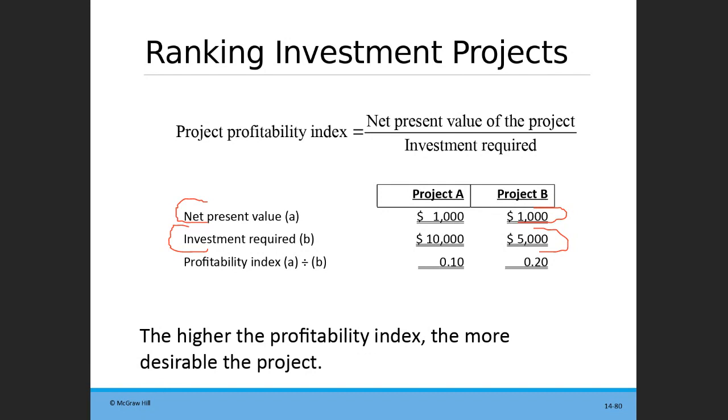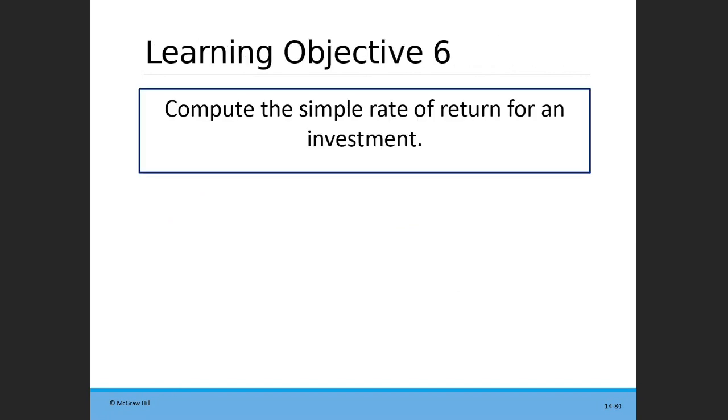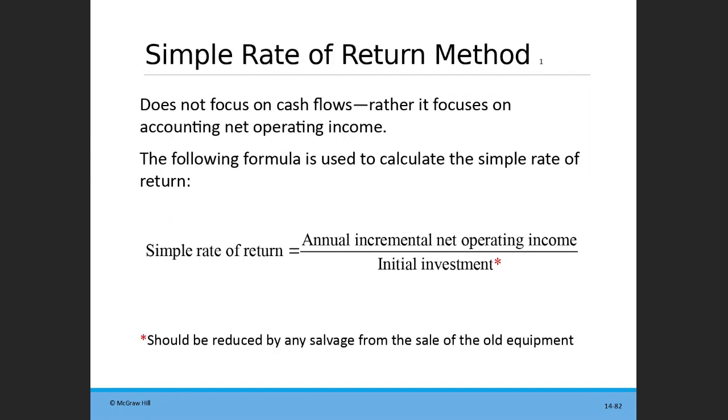So for project A, we're going to get 1,000. We divide it by 10,000. Profitability index is 0.10. For project B, we have the same net present value. Divide it by 5,000. We get a profitability index of 0.2. So 0.2 is better, right? If I can only do one, I'd pick that one.